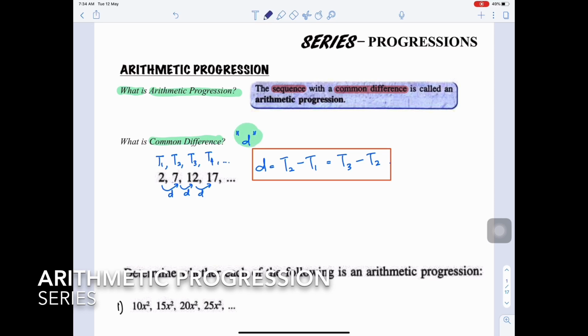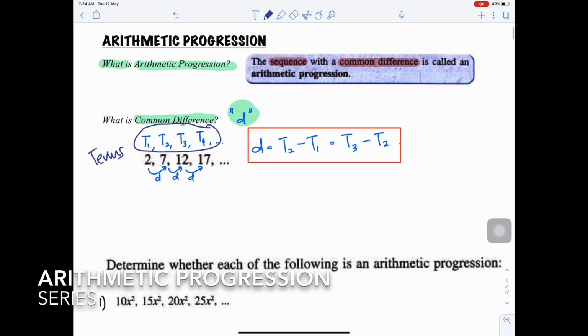Let's look at the formula. Common difference equals T2 minus T1, and for your information, T means terms. So term 2 minus term 1 equals term 3 minus term 2.